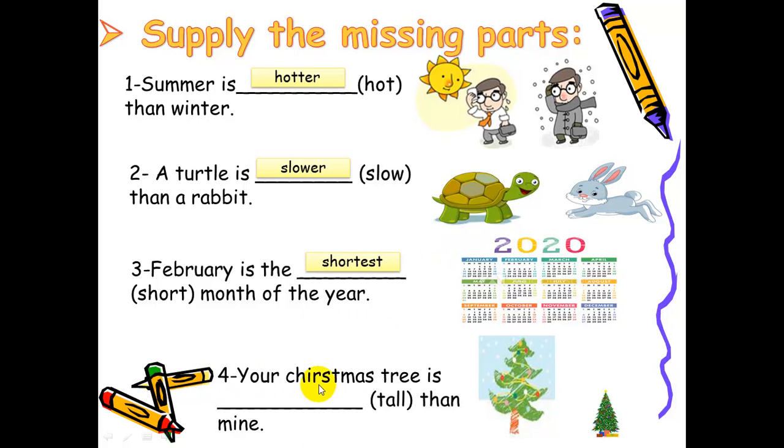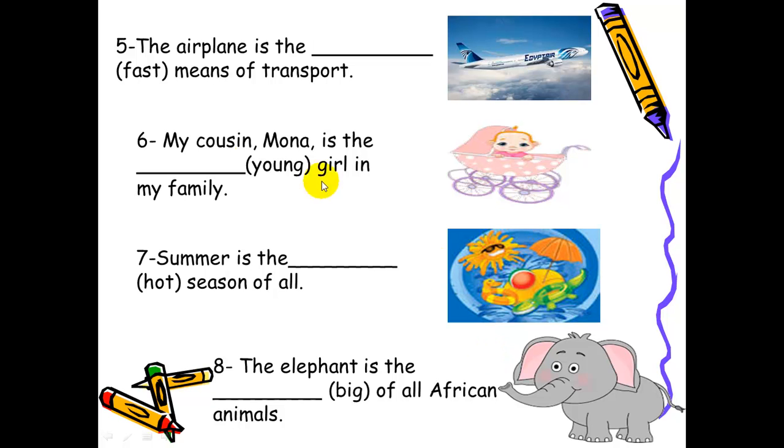Okay, number 4, your Christmas tree is tall than mine. It will be taller. Why do I put er? Because I have to compare between two. Okay, number 5, the airplane is the fast means of transport. Here I'm comparing the airplane with all the other means of transport. So I'll put est, fastest.